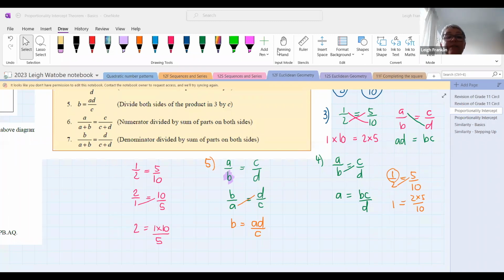Okay, so the proportionality intercept theorem, Tembani, is another Euclidean geometry theorem that we learn about in order to be able to solve the lengths of sides in triangles where there is a side parallel to the third side. Okay, so that's the idea.